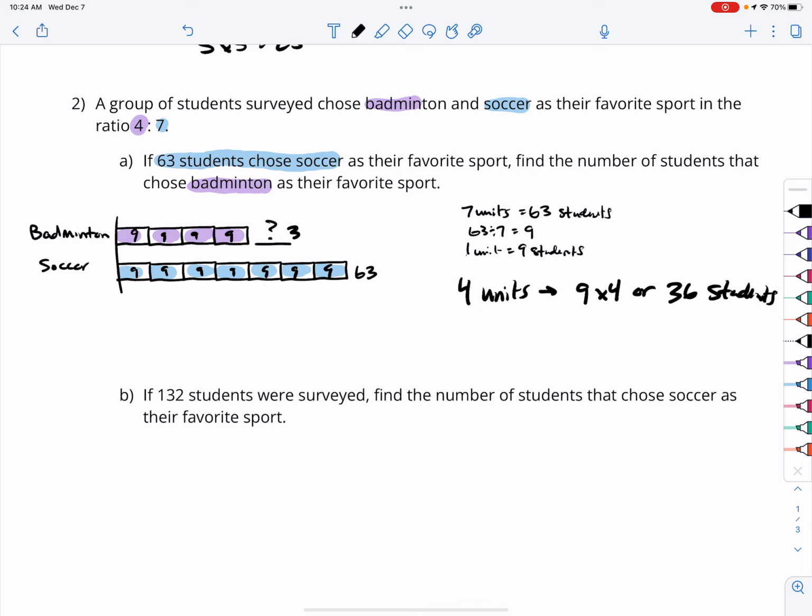So there are 36 students. So my sentence is 36 students chose badminton as their favorite sport.